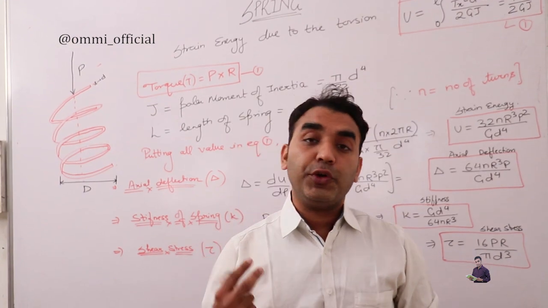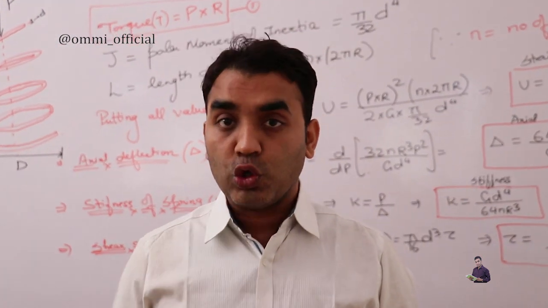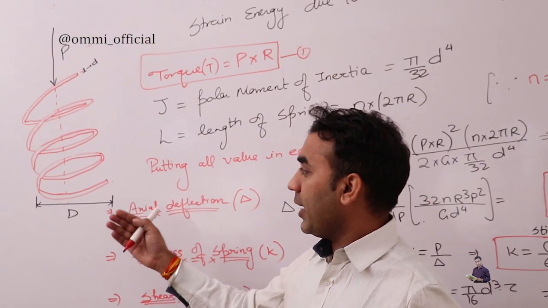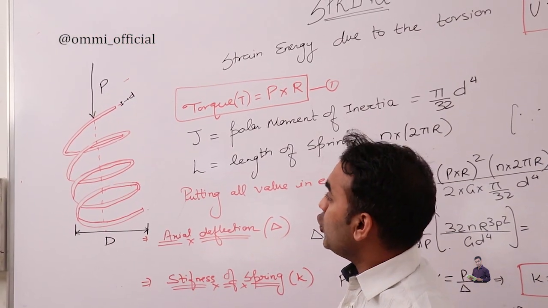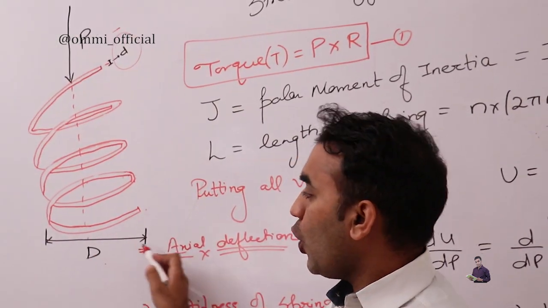Before that, we have two different types of spring: open coil spring and closed coil spring. Today we are going for the closed coil spring. In this diagram we are given 2D, where small d is the wire diameter and capital D is the mean coil diameter.